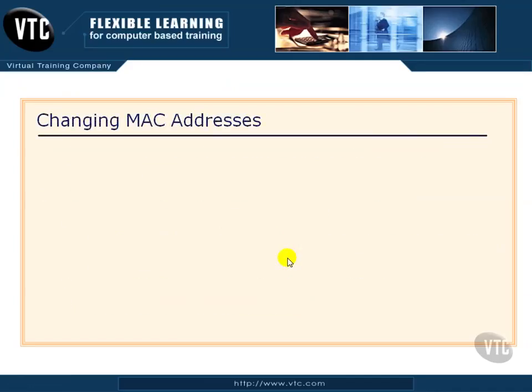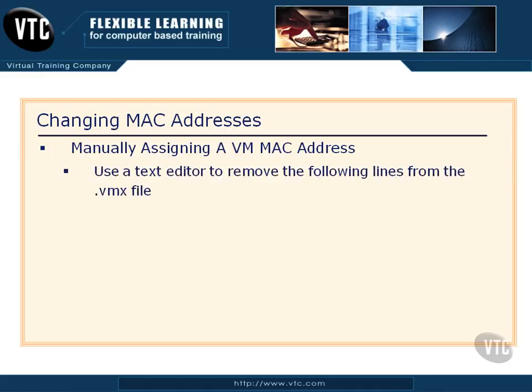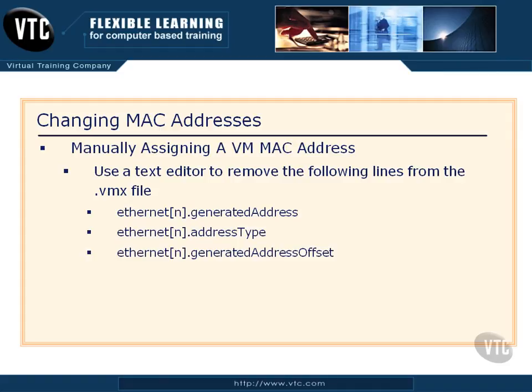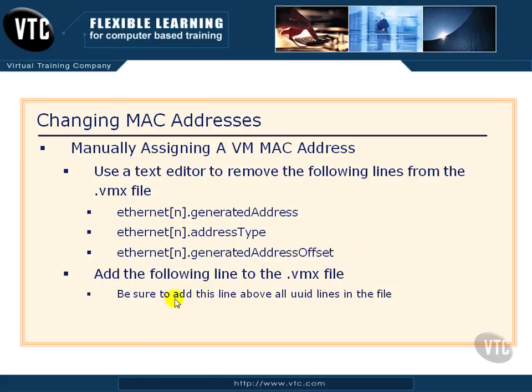So now let's talk about manually assigning a virtual machine MAC address. First of all, I want to use a text editor. I want to get out in that VMX file. I want to open the VMX file, and I want to remove these lines from the VMX file: the Ethernet generated address, the Ethernet address type, the Ethernet generated address offset. Make sure you're doing it for the right numbered network adapter, and then I want to add a new line to the VMX file, but I want to be sure that I add this line up above any lines that are addressing the UUID in any form.